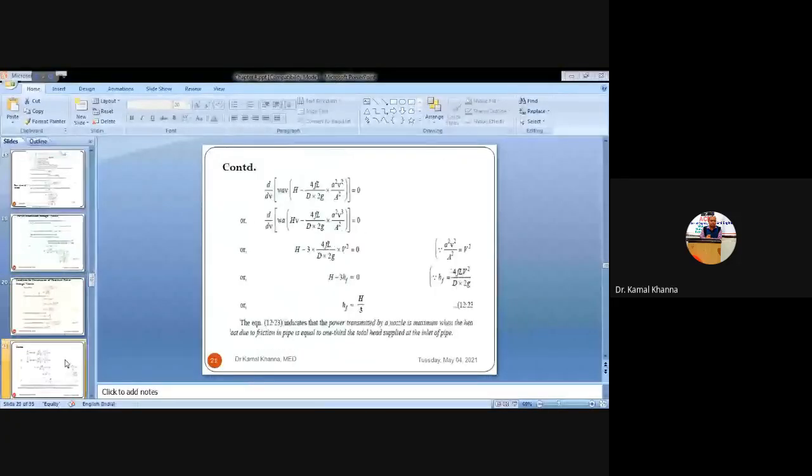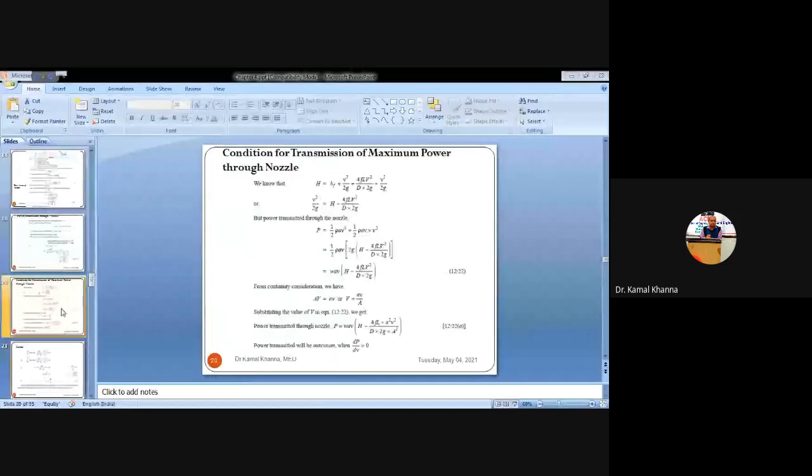So we have to put the value of P here. What was P? I am moving to the previous slide again. So this is P, what is it? This is WAV into H minus 4FL A square V square by D into 2G into A square. So you can see the cursor of the mouse. This is the power transmitted through the nozzle.